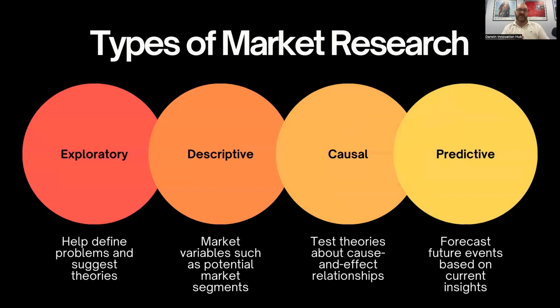Now, the types of market research we can look at, and this is going deeper into market research than probably what most of you are ever going to do, but it's good to be aware of what's out there. There's exploratory market research. That helps you to define problems and suggest theories. So you're just getting sort of trends. You're getting what seems to be happening out there in the marketplace.